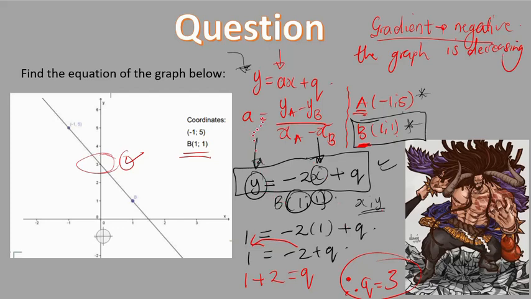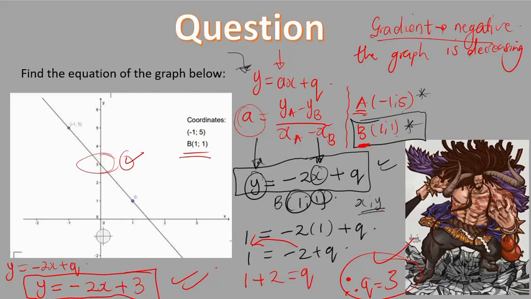I have my a already, and now I can write the equation. My equation is y is equal to -2x plus q. I now found the q. Therefore, I'm going to say -2x plus my q, which is 3. That is the equation for this graph right here.